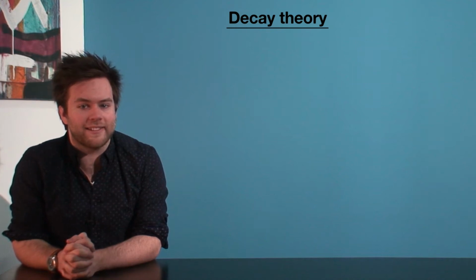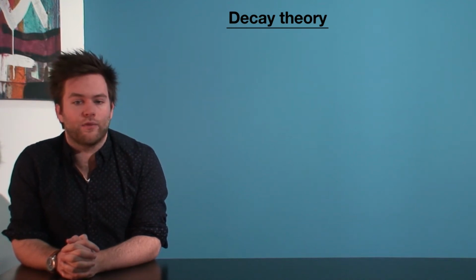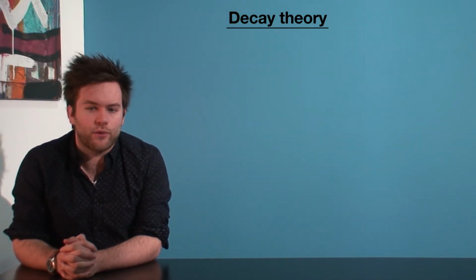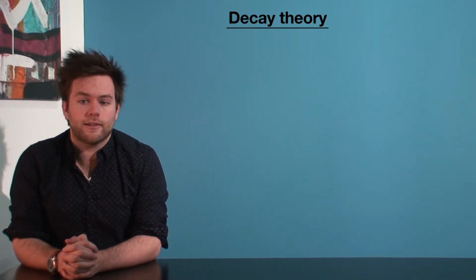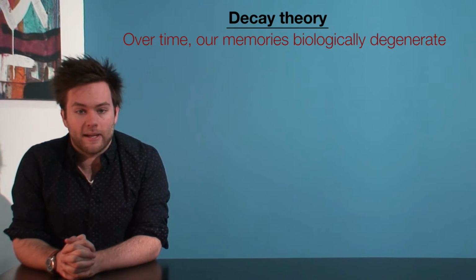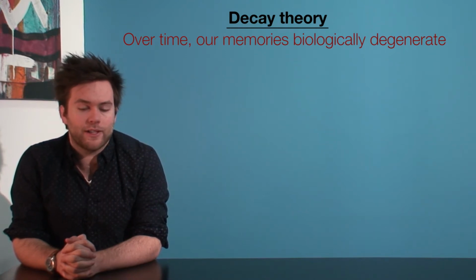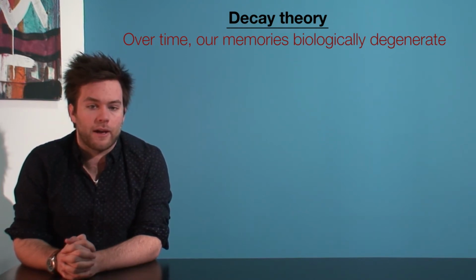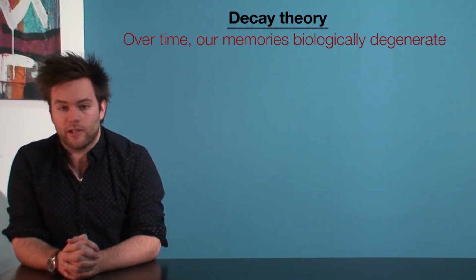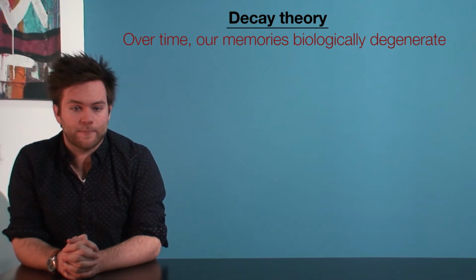Hi again, VCEers. In this video, we're looking at the final theory of forgetting, decay theory. The decay theory is rad because it's fairly straightforward. It basically suggests that over time, our memories biologically degenerate. That means that we become less capable of effectively and efficiently retrieving information that has been stored in long-term memory due to the infrequency of use of that memory trace.